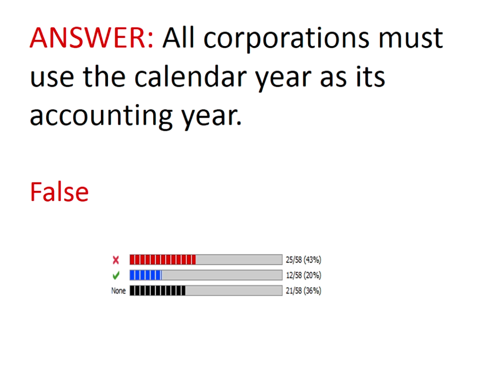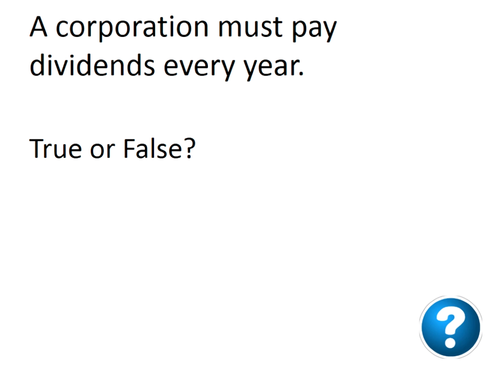So we have a calendar year that's January through December. Corporations pick their fiscal year, which can be anything, but then they have to be consistent and stick with it. Okay, we have one more, from the reading. A corporation must pay dividends every year. True or false? Yes or no?